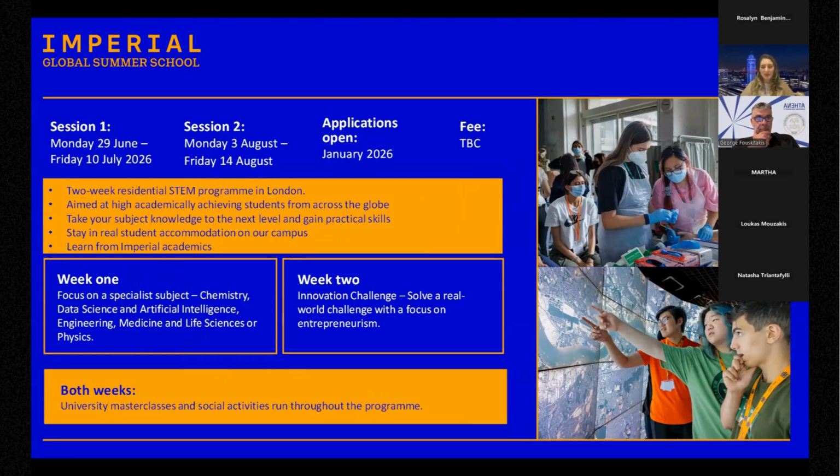It's a 2-week residential school where the first week is focused on the subject that you're going to be studying. And then in the second week, you try to solve a world challenge, with a focus on entrepreneurship, really to give you a taste of what Imperial is like and what it would be like being a student at Imperial. It runs once in July and once in August, and applications open in August.